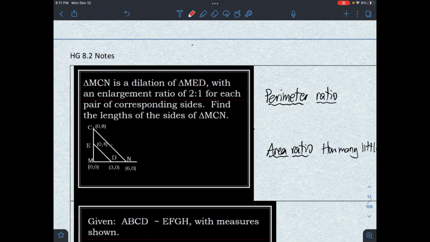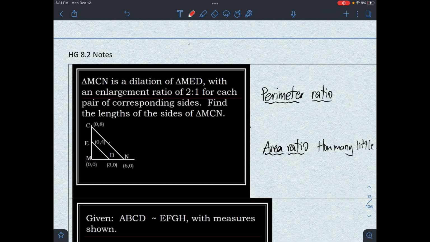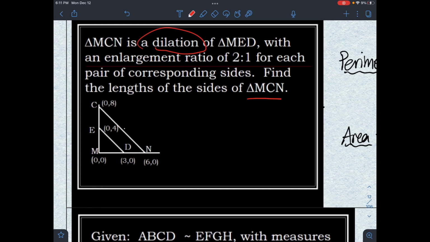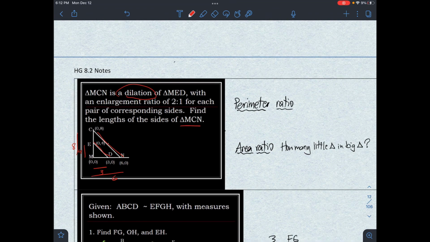8.2, perimeter ratio. Find the lengths of each side of MCN. And we see that there is a dilation. MCN is the larger one, MED is the smaller, and the ratio is 2 to 1. So find the lengths of the corresponding sides. So here we see this side here is 3, this side here is 6. This side here is 4. This side here is 8. And we need to then find the diagonals. How do I find these sides here?